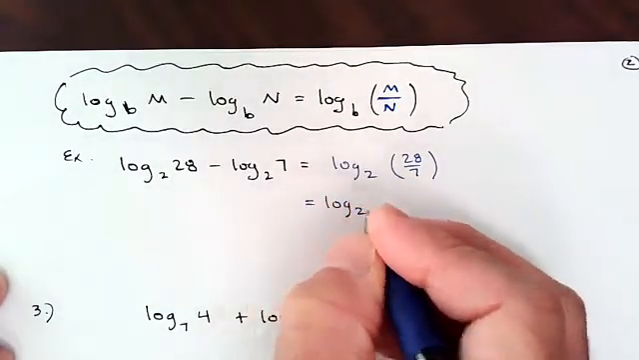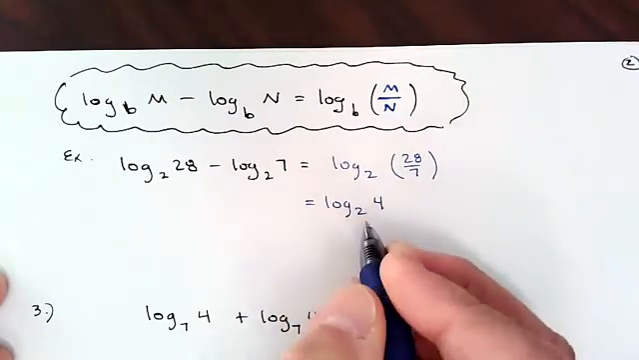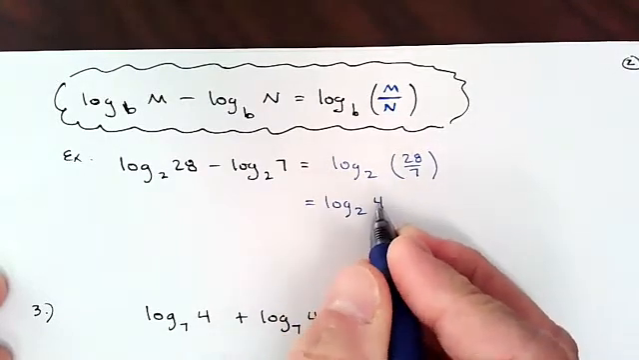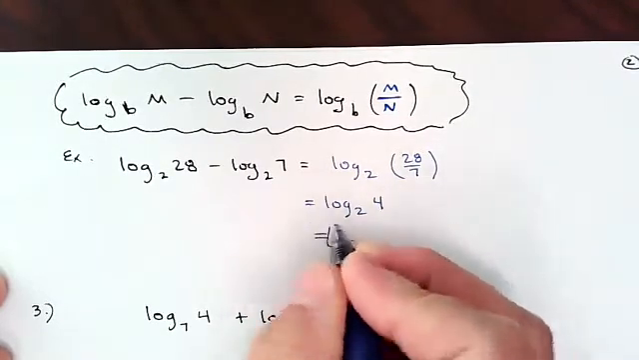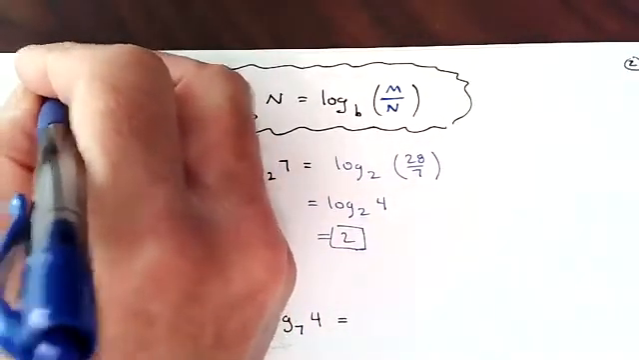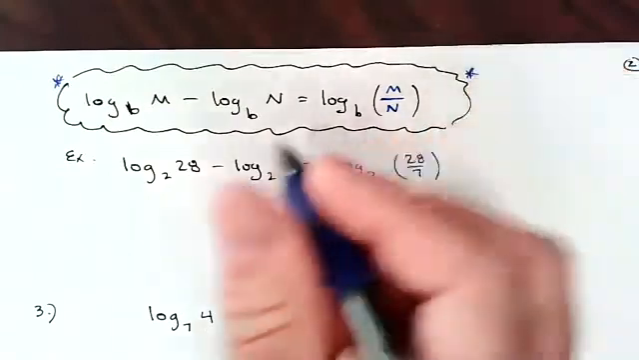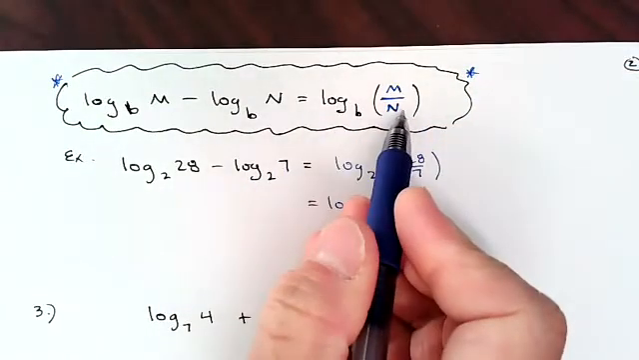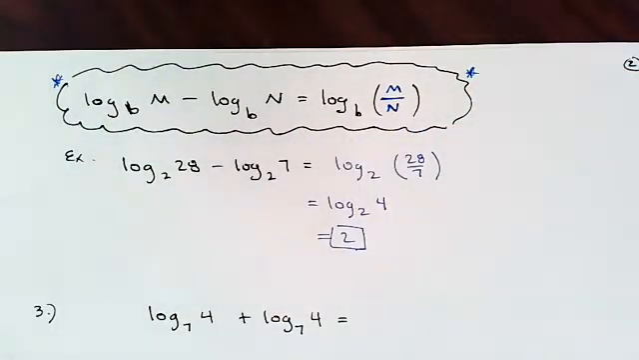Which would equal the log base 2 of 4. What power of 2 gives me 4? That would be 2. So here's the second property. When you subtract two logs, it becomes a single log of the quotient of those two numbers.